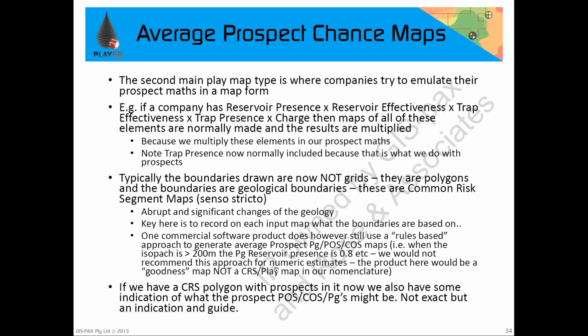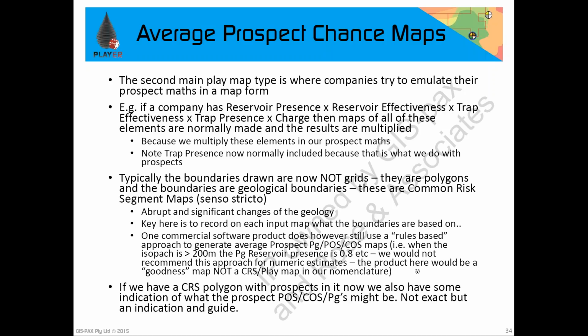Now, there is one exception. There is a product on the market that still has a rules-based approach to generate these kind of maps, these P sub G POS average maps. Example would be if I have an isopack which is greater than 200 meters, then make the P sub G for reservoir present 0.8, etc. These rules will be applied to grids and then they will be pumped out.